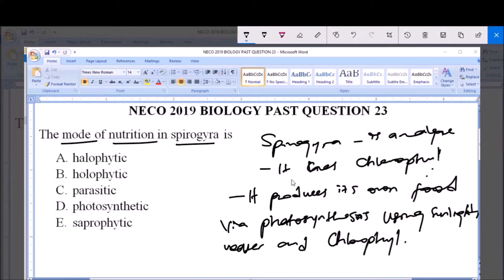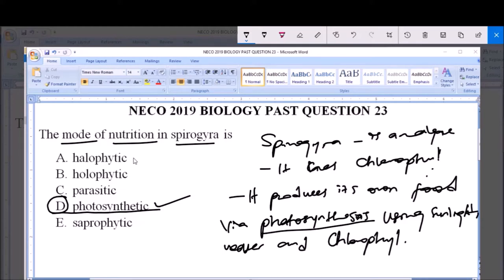So Spirogyra, although it's an algae, acts like a green plant. You know, green plants manufacture their food via photosynthesis. Also, Spirogyra manufactures its own food via photosynthesis, because it contains chlorophyll and it uses this chlorophyll, water, and sunlight to manufacture its own food. Therefore, the mode of nutrition in Spirogyra is regarded as photosynthetic. That is, Spirogyra are autotrophic, they can produce their own food via photosynthesis.